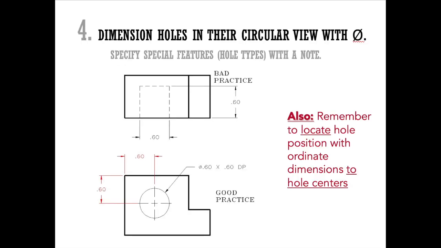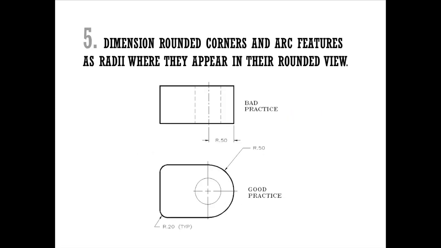Step 4, dimension holes in their circular view with a diameter. Specify special features, hole types with a note. So, if you're dimensioning a circle, you should see it as a circle and not as a hidden feature. Step 5, dimension rounded corners and arc features as radii, where they appear in their rounded views. This goes with the other 4 previous rules. If you have a radius, you should dimension it in the view that shows it to you as an arc.